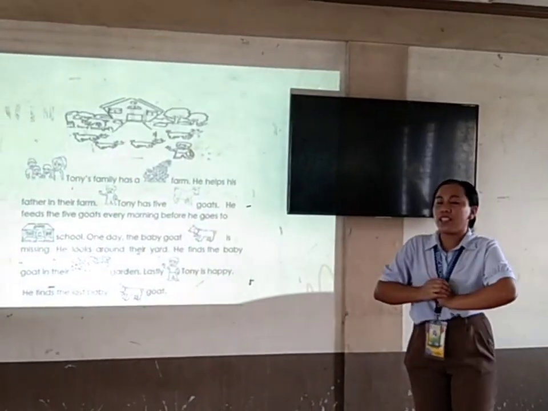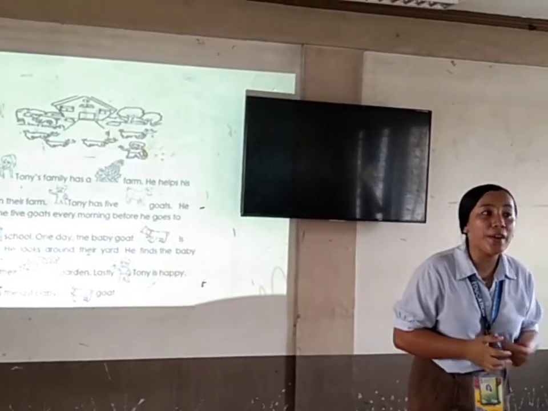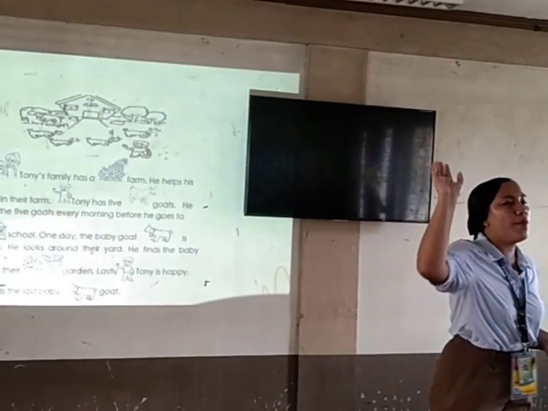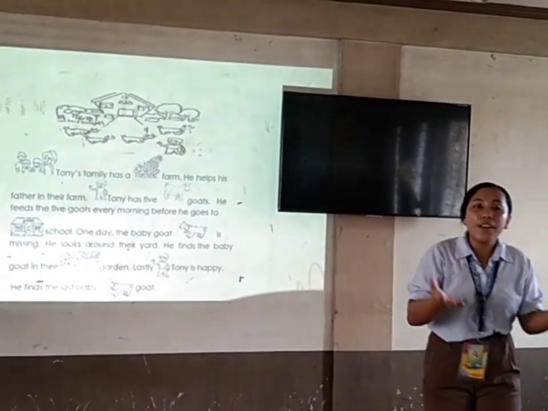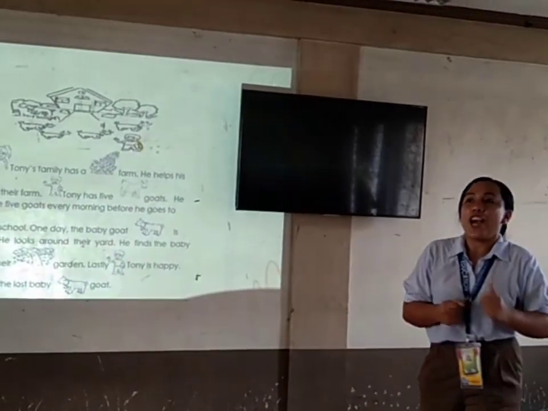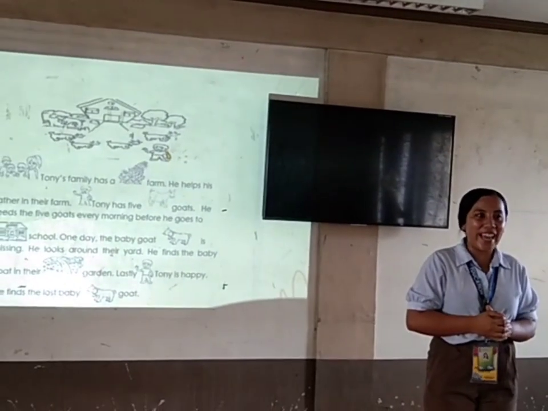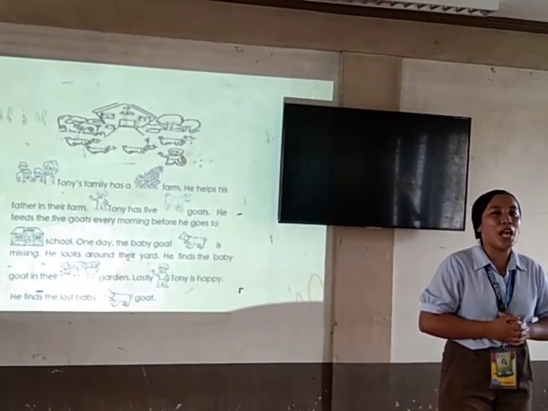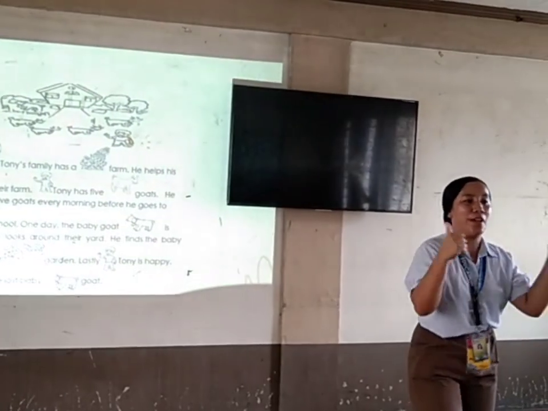Okay, so now class, what is the end of the story, or how did the story end? Yes, very good. Yes, the story ends wherein Tony finds the baby goat in the garden and he is very happy with it. Okay, very good. Class, so let's give ourselves a very good clap. 1, 2, 3. Very good, very good, very good.